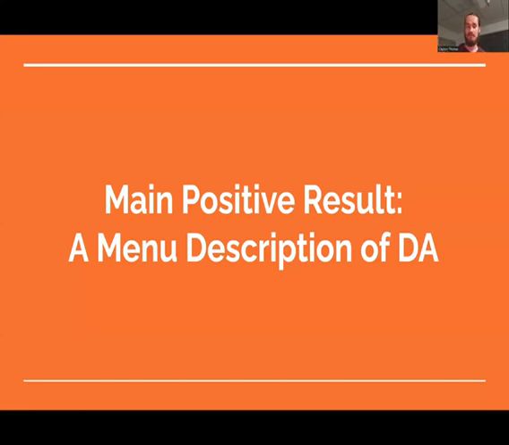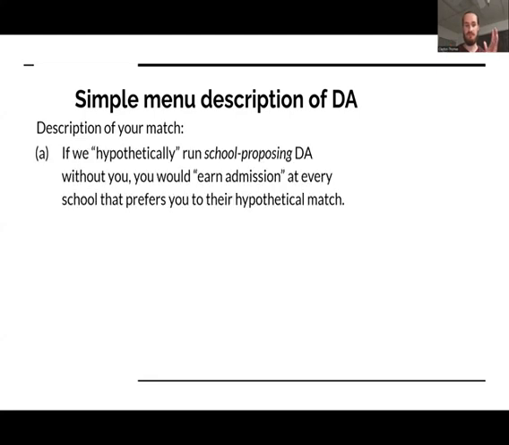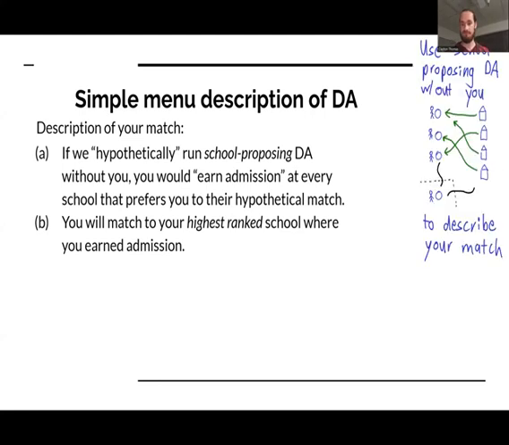All right, with all this, we can go to the main positive result of the paper, a menu description for deferred acceptance. So here's our menu description of DA. I'm going to tell you who you will match to. Step A, if we hypothetically run school proposing DA without you included in the market, you will earn admission at every school that prefers you to their hypothetical match. Step B, you'll match to your highest ranked school where you earn admission.